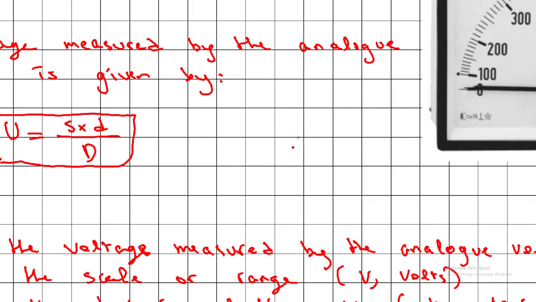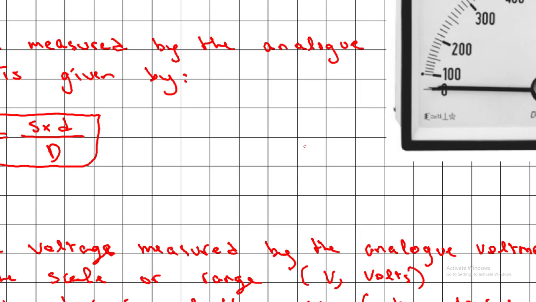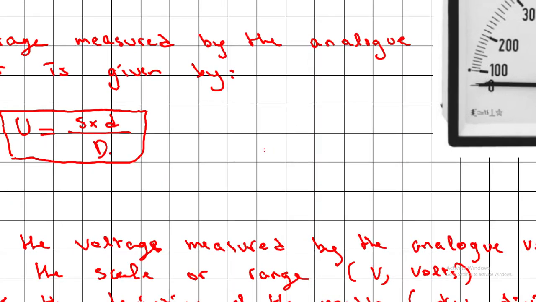Now suppose that we are interested in determining s, then s will be equal to capital U. Moving capital D to the other side, it will be multiplied. Moving small d to the other side, it will be divided. And so on and so forth. Now suppose that you are interested in determining, for example, capital D. Moving small d to the other side, it will be at the top. Moving U to the other side, it will be at the bottom. And here we have s multiplied by d. Okay?